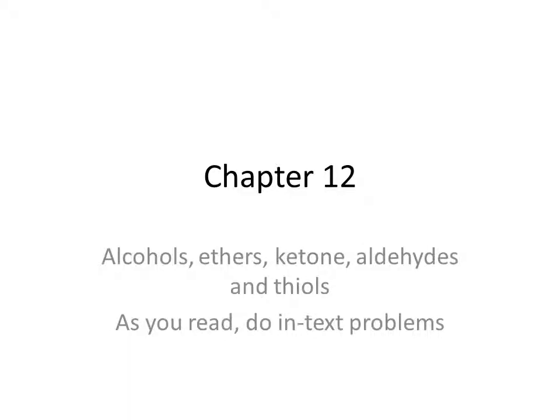We're going to look at several functional groups in Chapter 12. In Chapter 12, we're going to look at several functional groups that have oxygen and sulfur in them, but primarily oxygen. There's alcohols, ethers, ketones, aldehydes, and then the one functional group that has a sulfur in it, thiols.